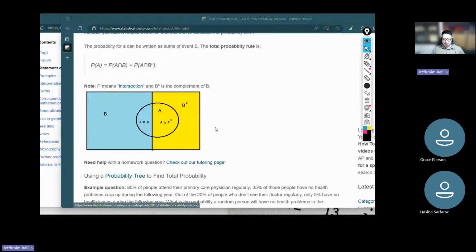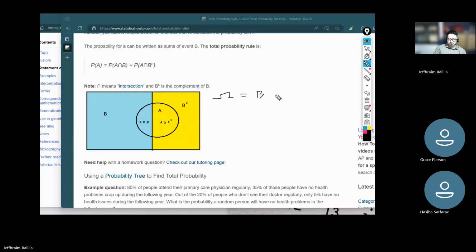So yeah, B plus B complement, we know that it corresponds to the entirety, right? If we consider the event space, the event space will just be equal to B plus B complement. And we know that this is equal to 1. This entire rectangle, if you think about it in terms of probability, the area of that square is actually equal to 1.